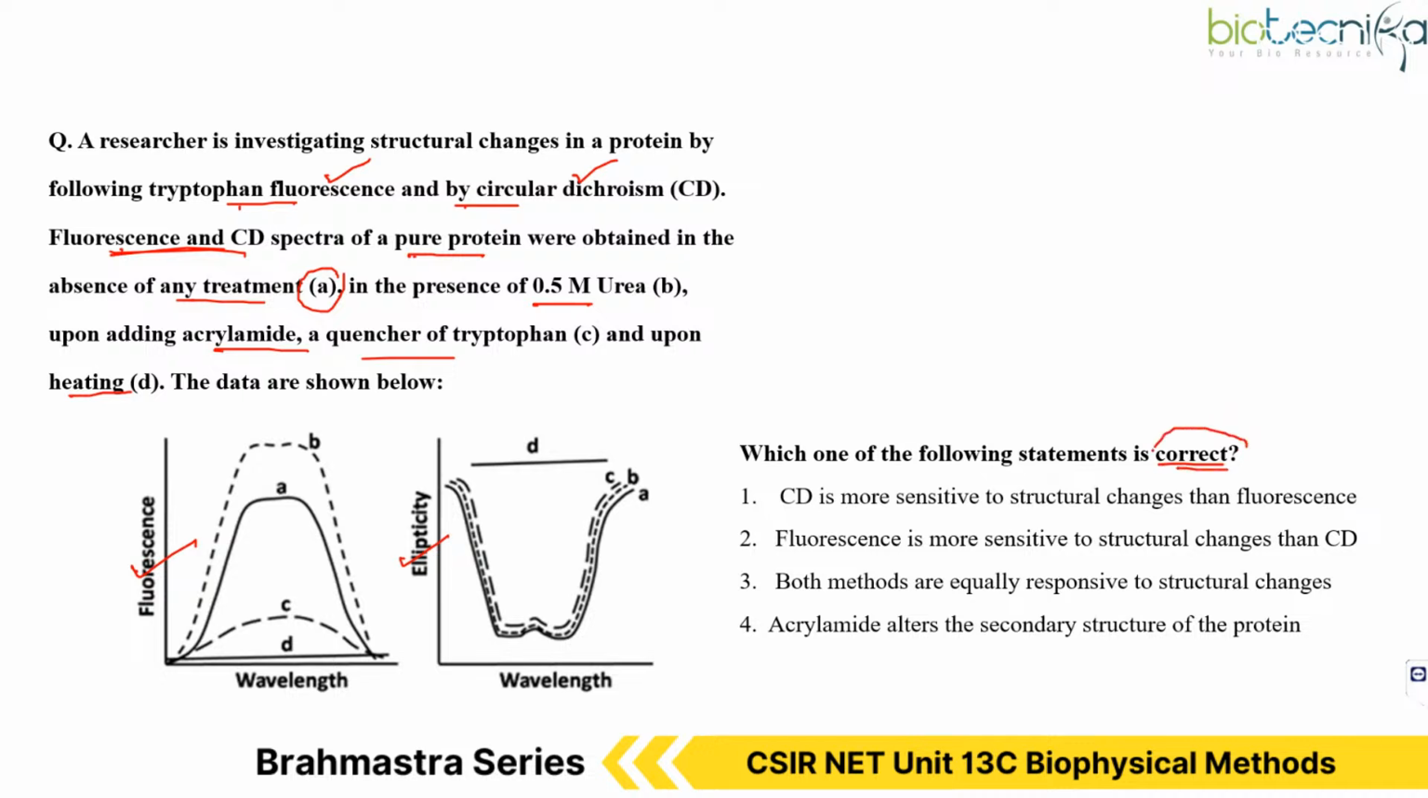See, these terms are very important: correct or incorrect, true or not true, right? Accordingly, you have to answer the question. So go through each statement and let me know what you think is the correct answer here. If you see, the first and second are contradictory. Circular dichroism is more sensitive to structural change than fluorescence, or fluorescence is more sensitive to structural change than circular dichroism. This is contradictory. Or both are equally responsive. Or fourth, acrylamide alters the secondary structure of the protein.